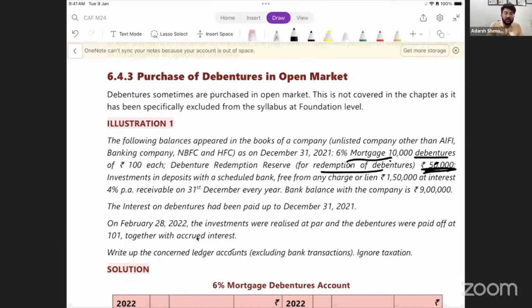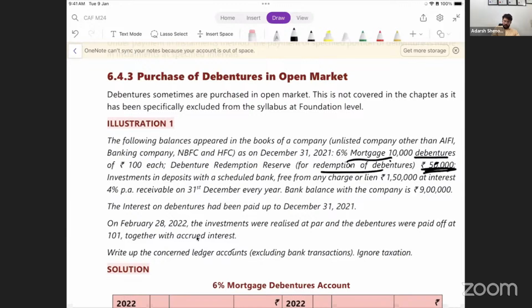I'll have to create an additional reserve. How much additional reserve will I have to create? An additional reserve of 50,000 rupees. Out of 1 lakh required reserve, 50,000 is already created, so the other 50,000 we will have to create. Then investments in deposits to the scheduled bank free from any charge, 1,50,000 at interest of 4%. This should be at 15%. So 10 lakhs into 15% is 1,50,000. So DRR investments they have made. You don't have to make any further investments. That investment is getting 4% interest, is what they have said.